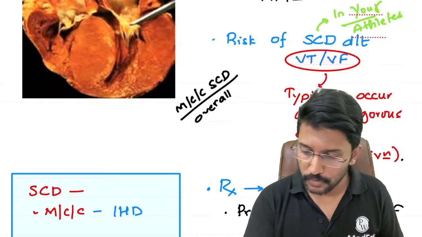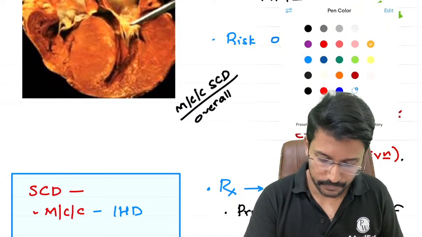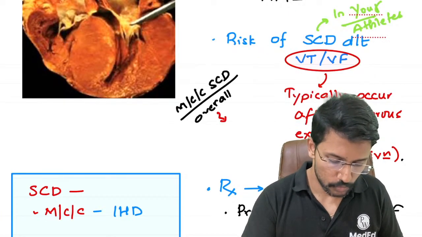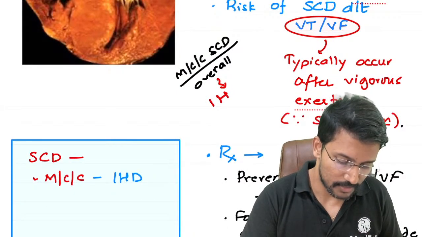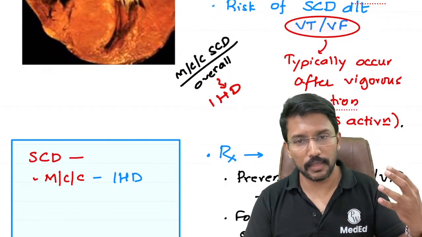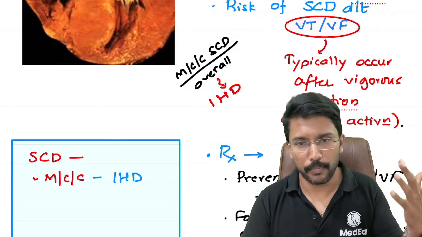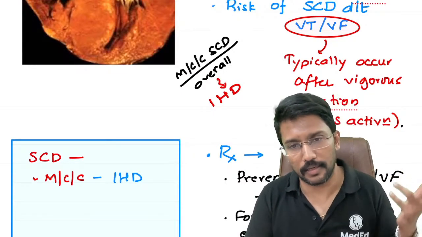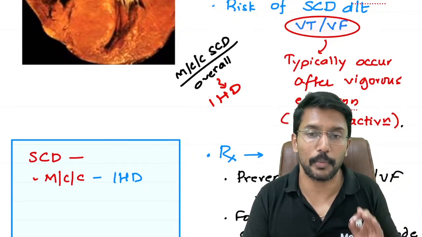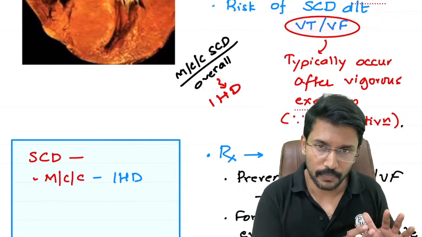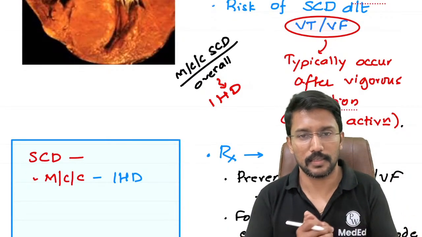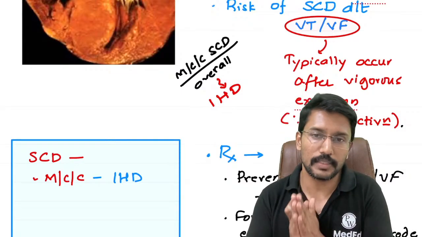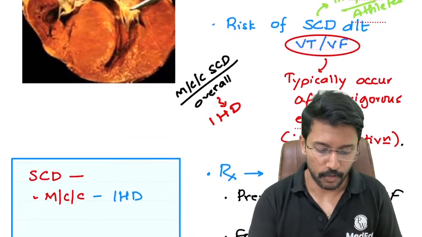The most common cause for sudden cardiac death overall is ischemic heart disease, right? Massive MI, before you realize, patients can die. Before they feel anything, they can die. So ischemic heart disease is the most common cause for sudden cardiac death overall. But in young individuals, we do not have ischemic heart disease yet, right? So in young individuals and athletes, it is hypertrophic cardiomyopathy.